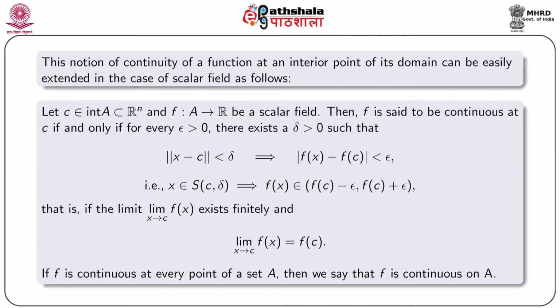That is, whenever x lies in the open sphere with center c and radius delta, f(x) lies in the open interval f(c) minus epsilon to f(c) plus epsilon. That is, if and only if the limit of f(x) as x tends to c exists finitely and equals f(c). If a scalar field f is continuous at every point of a set A, we say that f is continuous on the set A.